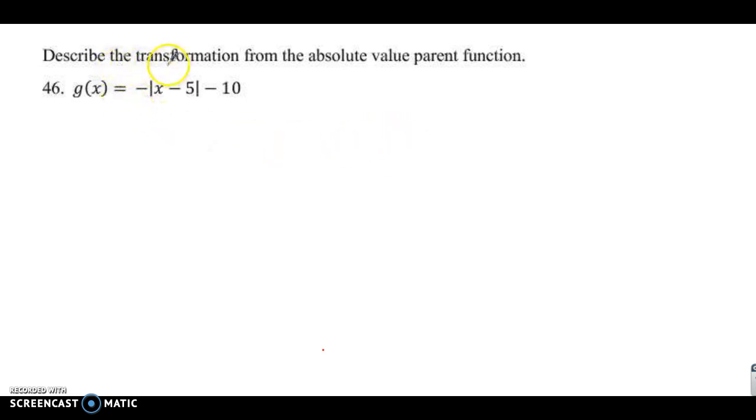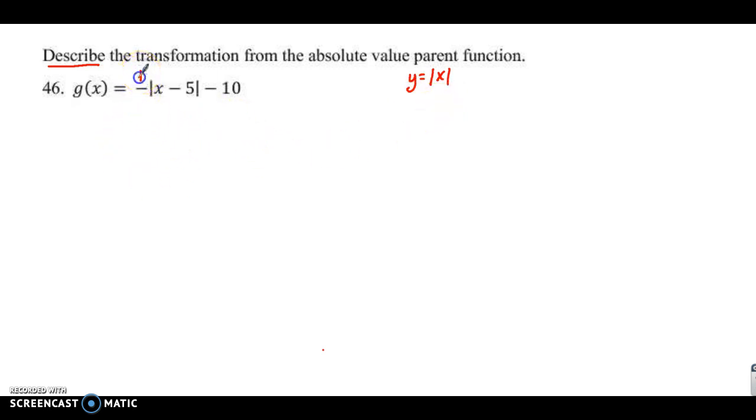First, describing the transformation. Remember, that's our verbal description of how our absolute value parent function transforms. Our absolute value parent function that we talked about in the last session is y equals the absolute value of x. So all they're looking for is how these things that are attached to our parent function change the look of the graph.